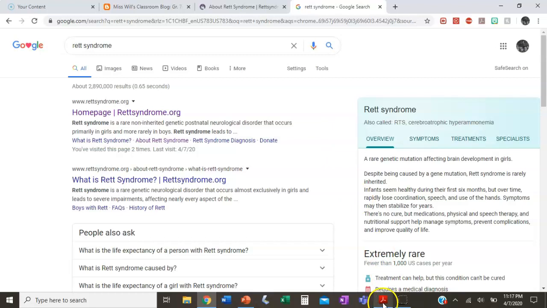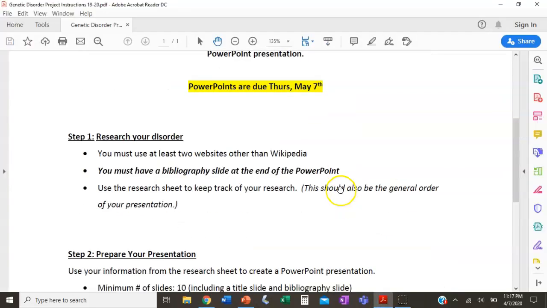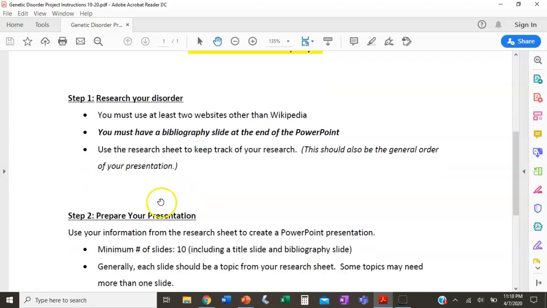All right, let's go back to our instructions for just a moment. You do need to have a bibliography slide. I mentioned in class that it would be a good idea to just have a PowerPoint slide where you're copying and pasting your websites into. And you have your research sheet where you can keep track of research. Future videos will focus a lot on this.